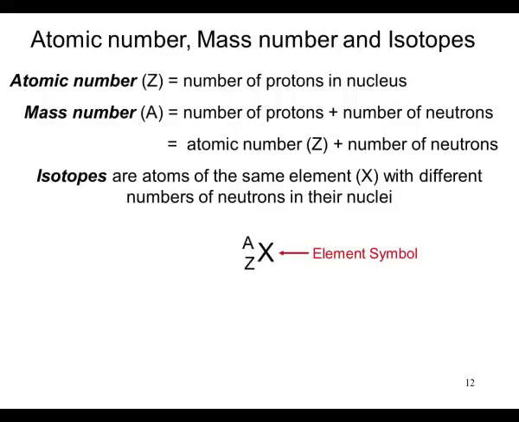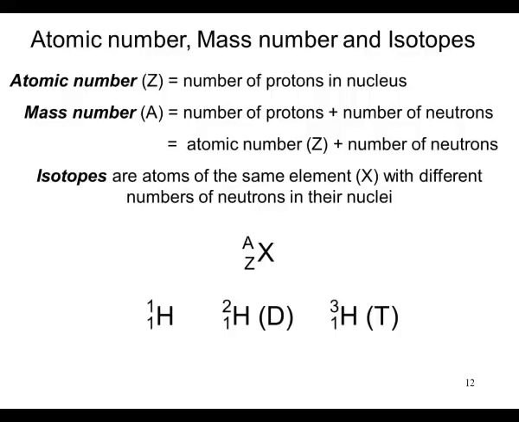The element symbol is X, the mass number is A, and Z is the atomic number. Here are 3 isotopes of hydrogen: protium, deuterium, and tritium. 2 isotopes of uranium.